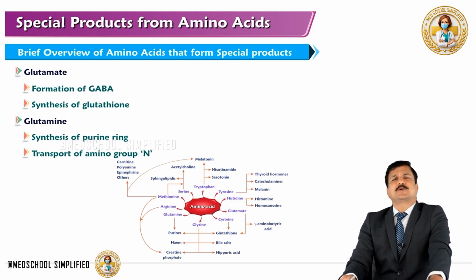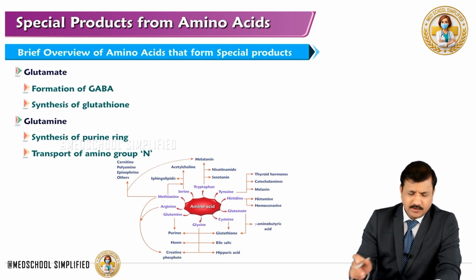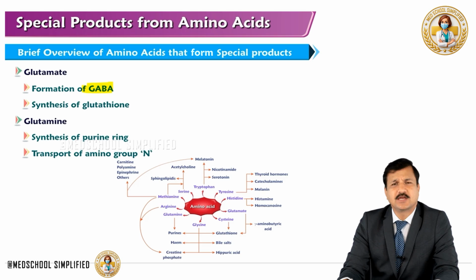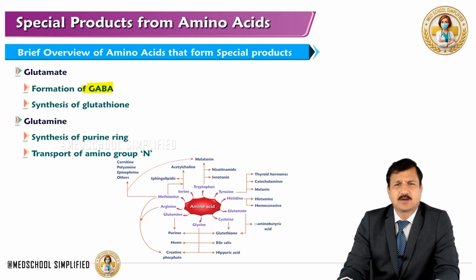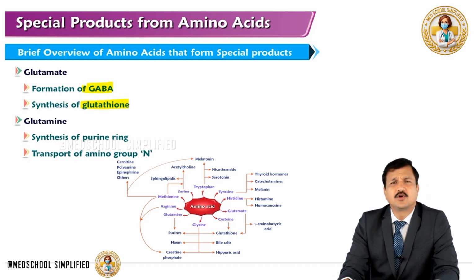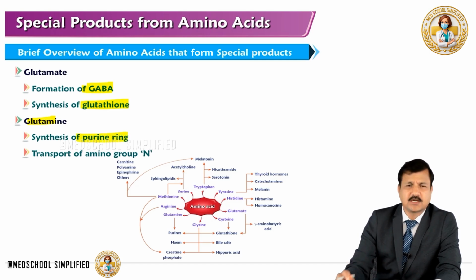Coming to special products that come from glutamate and glutamine. Glutamate upon decarboxylation will form gamma amino butyric acid, which is an inhibitory neurotransmitter. Glutamate is also involved in the synthesis of glutathione, which is an antioxidant, gamma glutamyl cysteinyl glycine. While glutamine is involved in the synthesis of the purine ring.